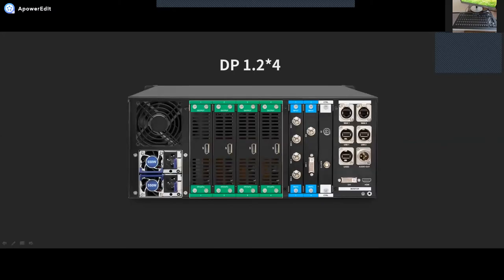Next is DP output. In DP, we have 4 DP outputs. DP is version 1.2. One DP output supports 4K by 2K. Maximum is 16K by 2K.